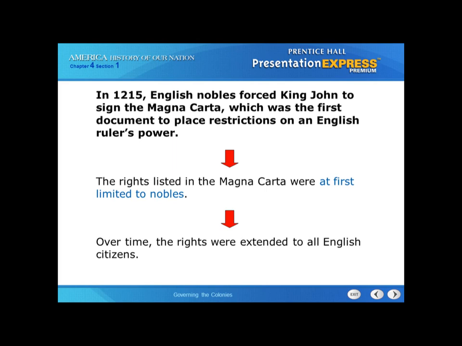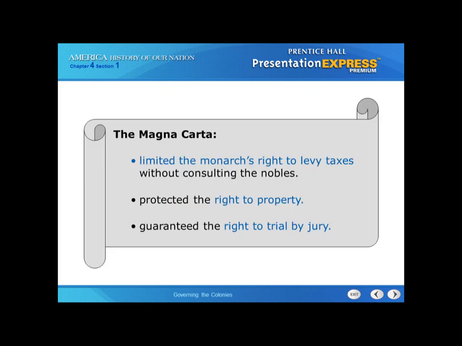So think back to last year in 7th grade when you learned about the Magna Carta. So this would be the first document that gave rights to people. And King John was reduced from an absolute monarch to sharing some of that power with the nobility. The Magna Carta did three things. It limited the monarch's right to levy taxes. It would at least have to first consult the nobles.